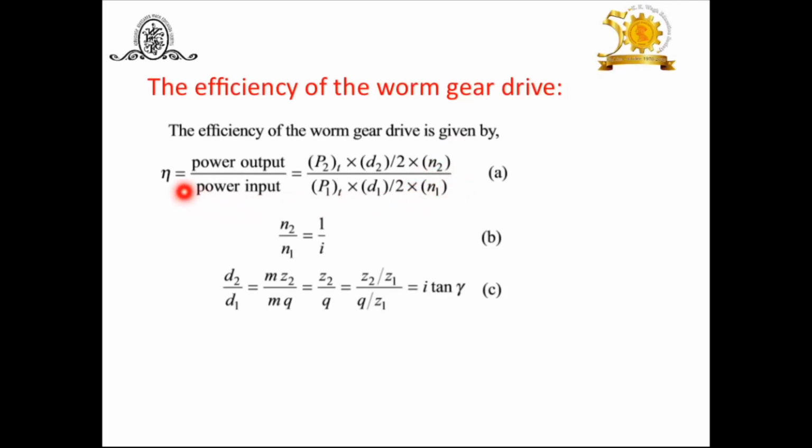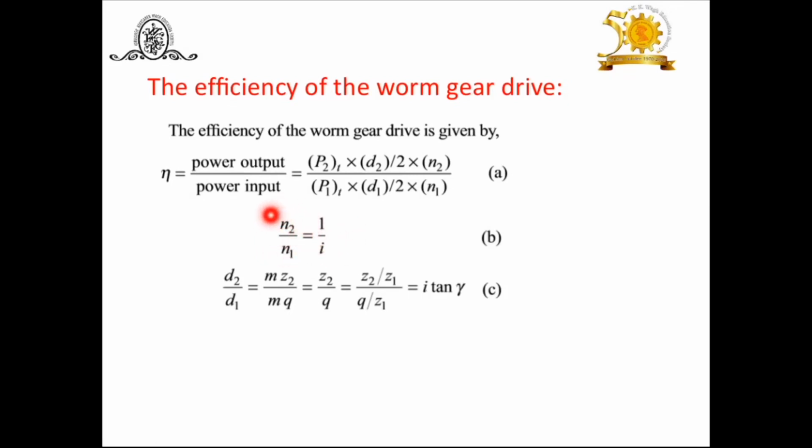So you will get efficiency, that is power output upon power input, or in other way you can write force into V for the worm gear and force into V for the worm. By using this expression we can find out the efficiency of the worm gear drive. But we know that the gear ratio in case of worm gear drive, that is N1 upon N2, is equal to i. Rearranging this equation, N2 upon N1 is 1 upon i.